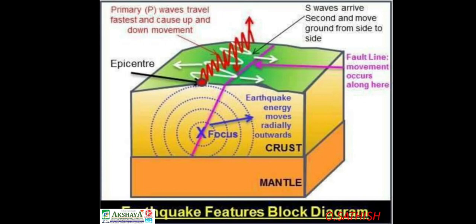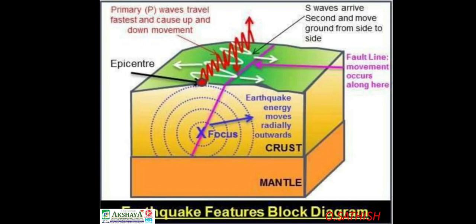From the epicenter, the S wave arrives second and moves the ground from side to side. This causes the fault line movement occurring along here. After the main earthquake, smaller earthquakes known as aftershocks can occur in the same area. These aftershocks can last for a day, a week or even a month after the main shock.